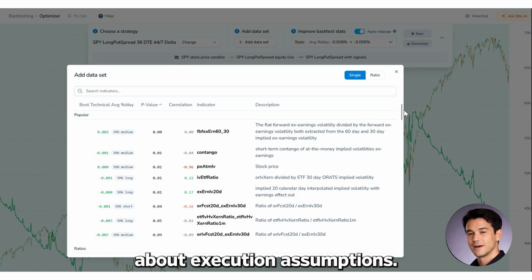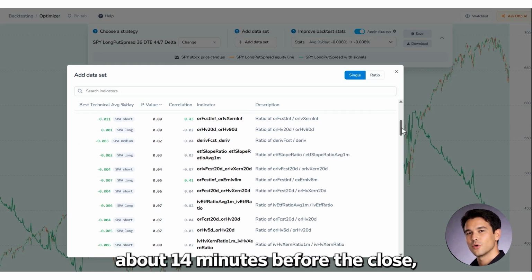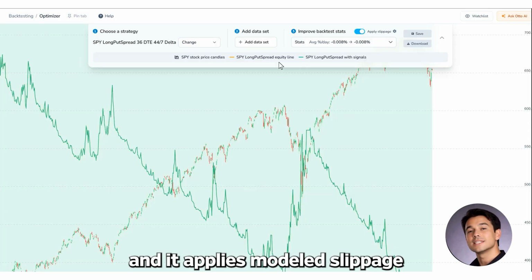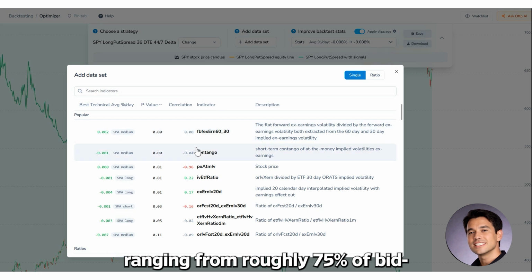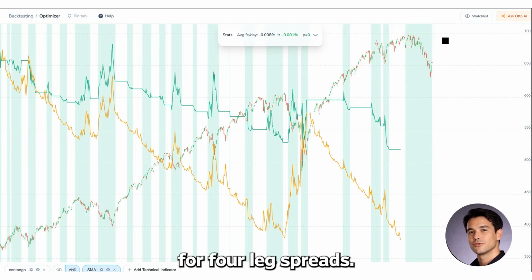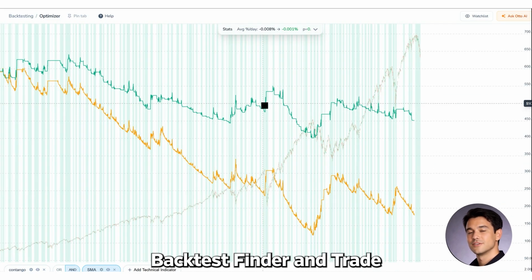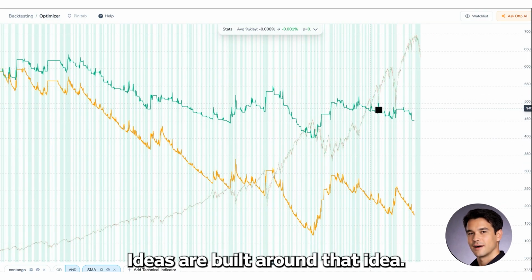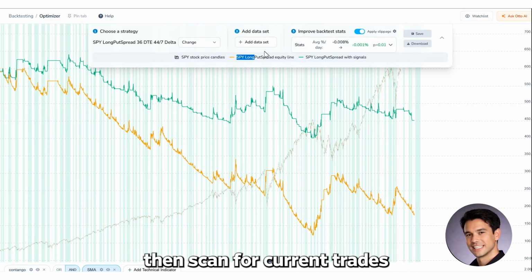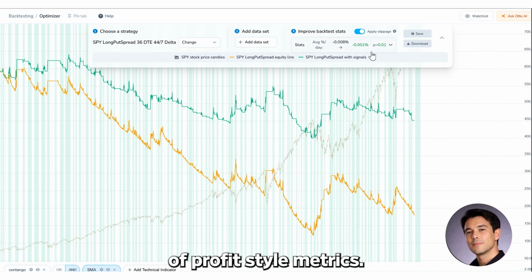We're also explicit about execution assumptions. Our methodology uses a full market snapshot about 14 minutes before the close, because closing quotes tend to deteriorate, and it applies modeled slippage, ranging from roughly 75% of bid-ask width for single legs down to about 56% for 4-leg spreads. That's what turns backtesting into a discovery engine. Backtest Finder and Trade Ideas are built around that idea. Match strategies whose entry criteria fit the current market environment. Then scan for current trades consistent with those strategies, ranked with probability of profit style metrics.